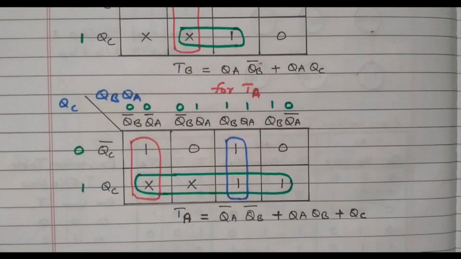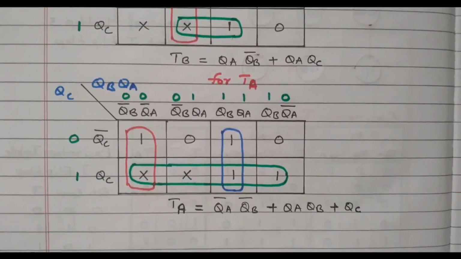Similarly, we can go for TA, the expression for the first flip-flop. There are 4 ones available, 2 cross marks, and these two are 0. So we can combine these 4 cells, these 2 cells and these 2 cells. While combining these 4, all others are cancelled, only QC remains. For the next two, we have QB bar, QA bar. For the last two, we have QB and QA. Now we have the expressions for TC, TB and TA. From that we can design the T flip-flop.